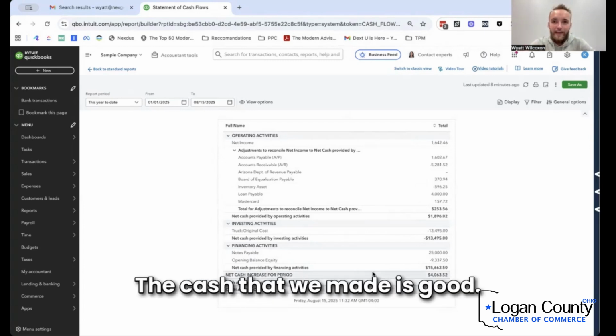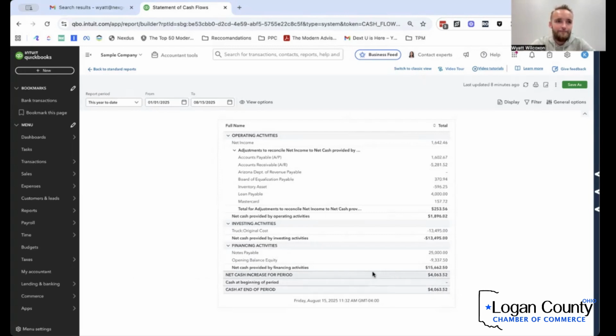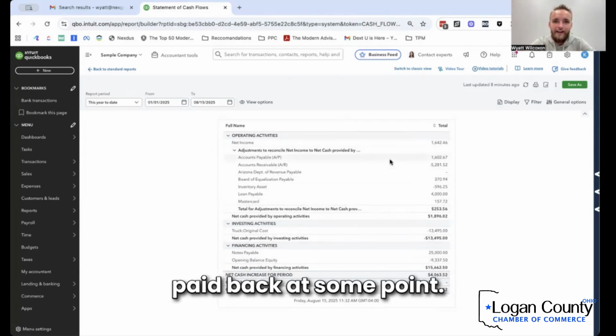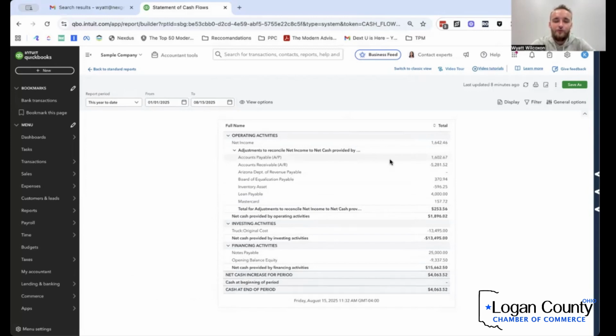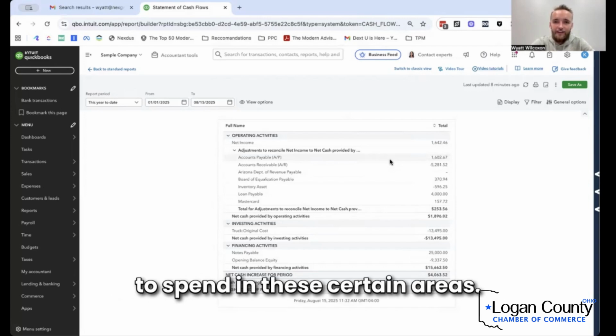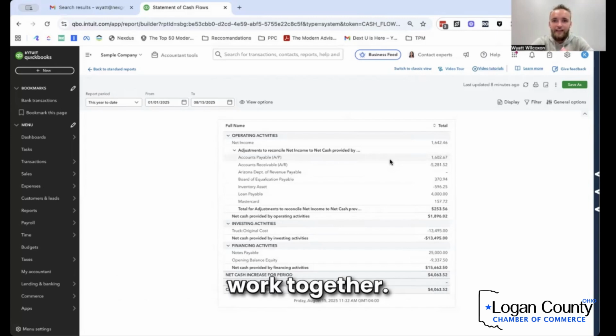The cash that we made is good. So when that number is positive, that is good. But you do have to keep in mind, all of this has to be paid back at some point. And so this needs to be used as a tool to project how much money you need to spend in these certain areas. Very similar to the balance sheet. All three of these reports work together.